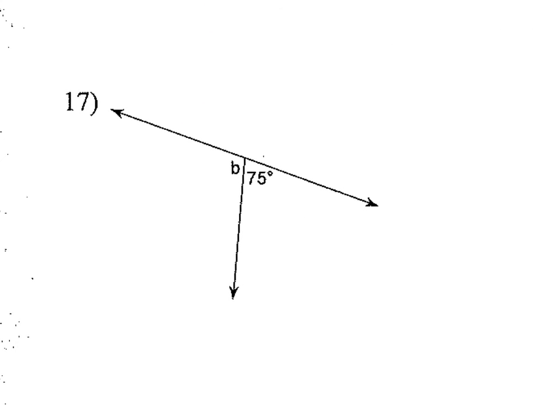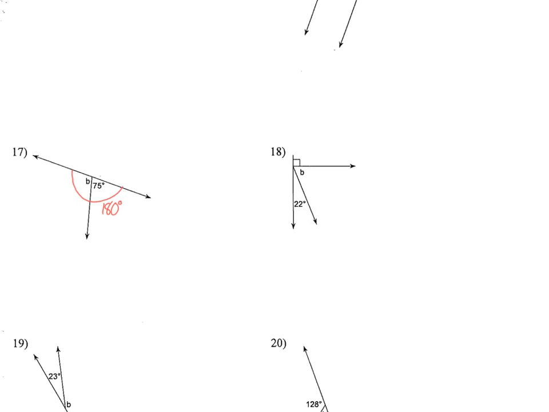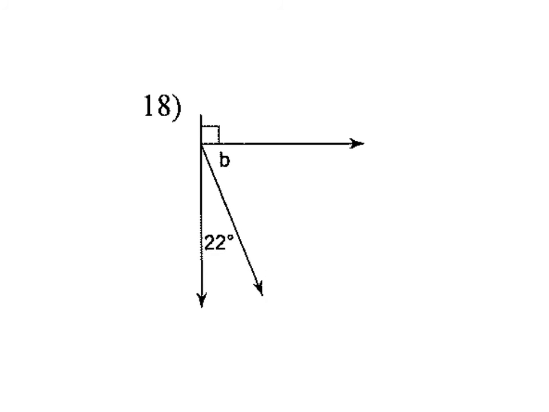On number 17, none of those will be the same, but I know that these two angles together make 180 degrees. On number 18, this is a little bit harder to see, but these two angles together form a 90-degree angle. So I know that right here, I have a total of 90 degrees, and that's what I would need to find what angle B is.